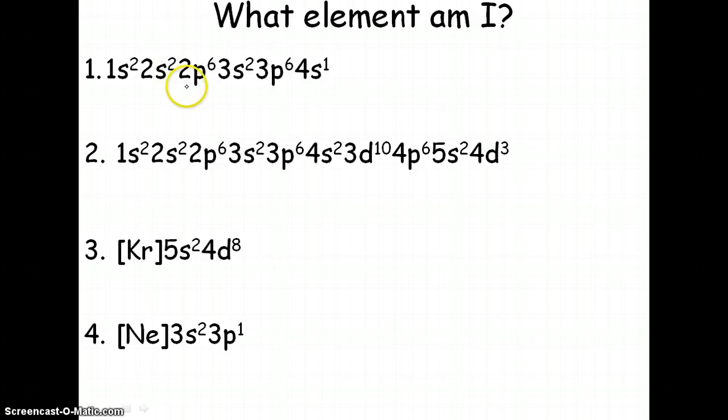Right, now to determine what element we're looking at, basically you just want to concentrate on the very last thing in the configuration. So this 4s1 should tell us exactly what we need. All right, so when you look on the periodic table, 4s1 ends at the element K, or potassium.